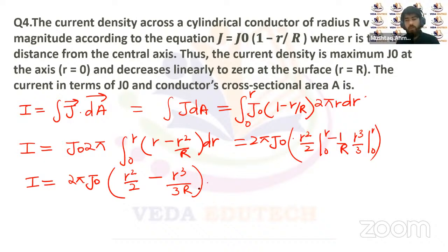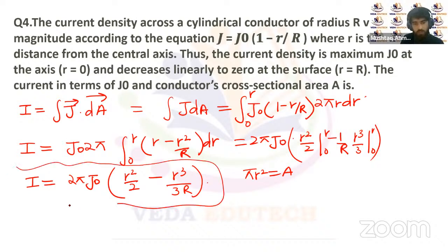If we calculate the maximum value of current, the current in terms of J naught and the conductor's cross-sectional area A follows from the cross-sectional area being pi R square, so we can replace pi R square with A. Then accordingly, we find the relation between current and area of cross section. To calculate the current from the current density, we have to integrate J dot dA, where J and area are both vectors, to calculate the current through a given radius.